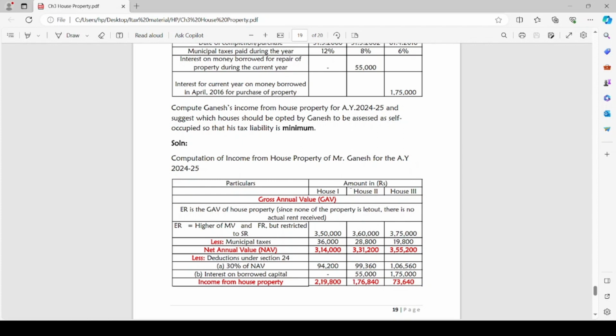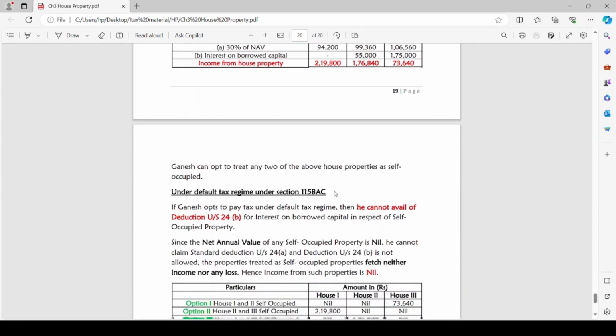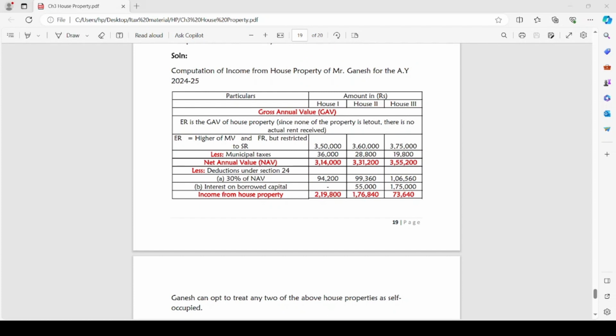In case of self-occupied property, under the optional tax regime, there is a ceiling limit for interest on borrowed capital, which is rupees 30,000. Here we can claim the whole amount of 55,000 since the property is a let out property and it is the default tax regime. Even under the optional tax regime, the assessee can claim the deduction of 55,000 if it is let out property. So there is no ceiling limit for interest on borrowed capital for let out properties or deemed let out properties.